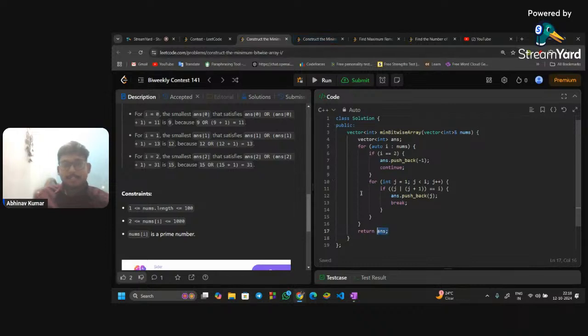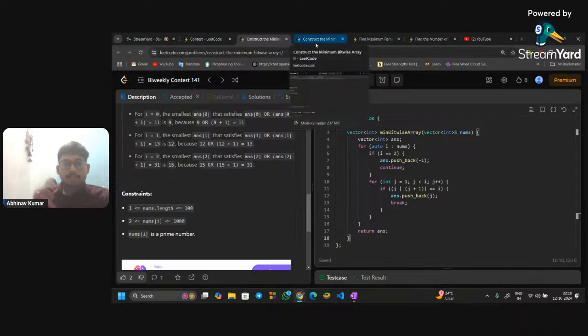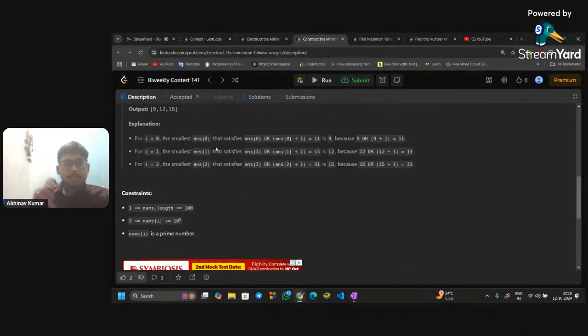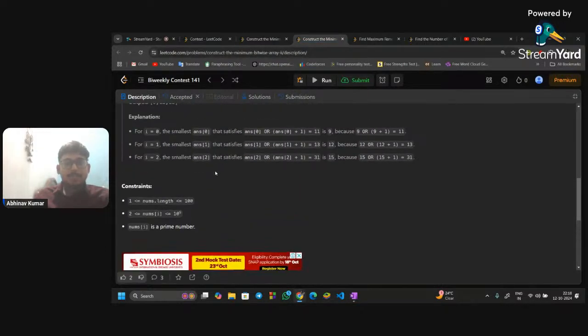Let's see the second problem, where this brute force approach is not going to work, so we'll have to find a better approach. If you look at the second problem, the constraints are that the length of the array is 100 only, but nums[i] is up to 10 to the power 9. So if we do a brute force approach going up to nums[i], that would take a time complexity of 10 to the power 9 into 100, which would be 10 to the power 11, which won't be accepted for sure.